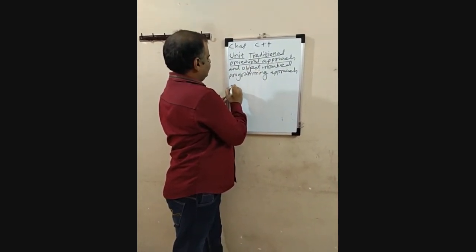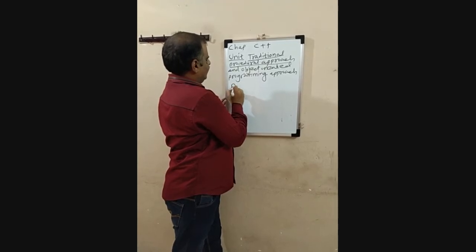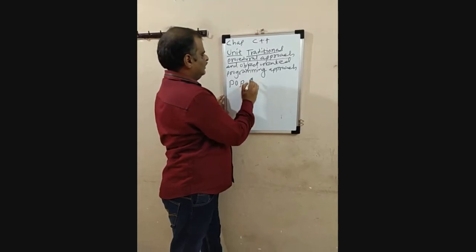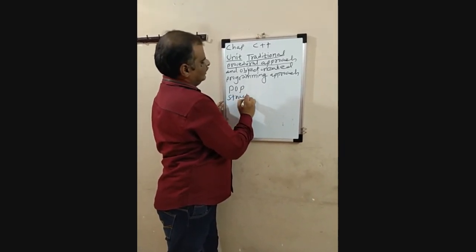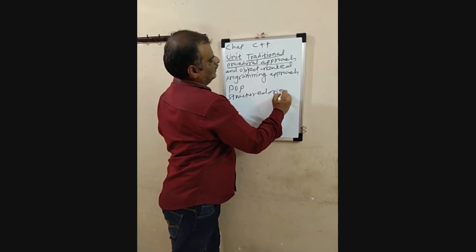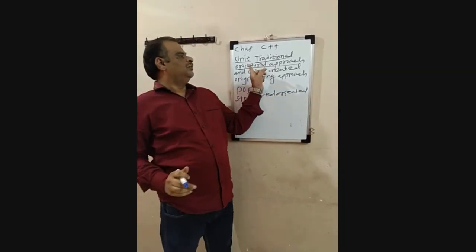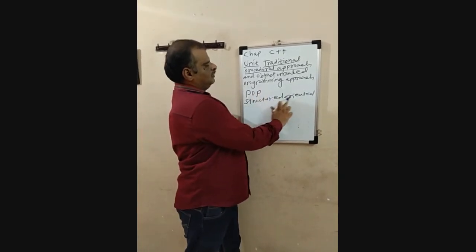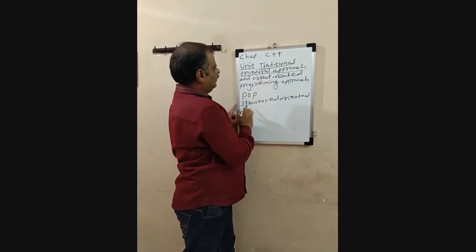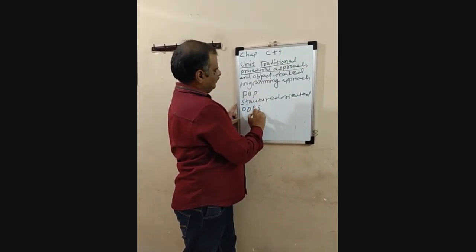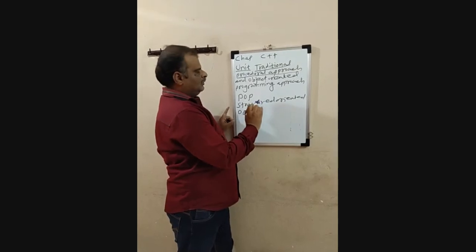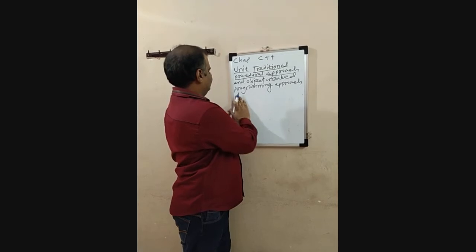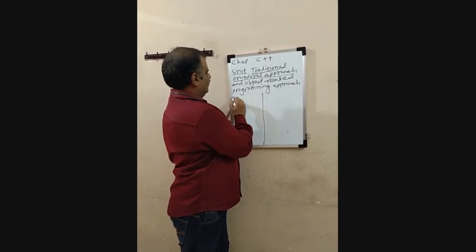The traditional procedural approach is called POP, that is procedure oriented programming, also known as structured oriented programming. And object oriented programming is shortly known as OOPS, that is object oriented programming. And how they differ from each other is as follows.